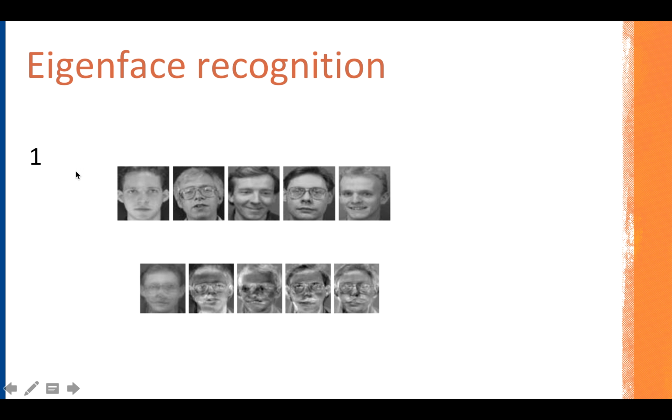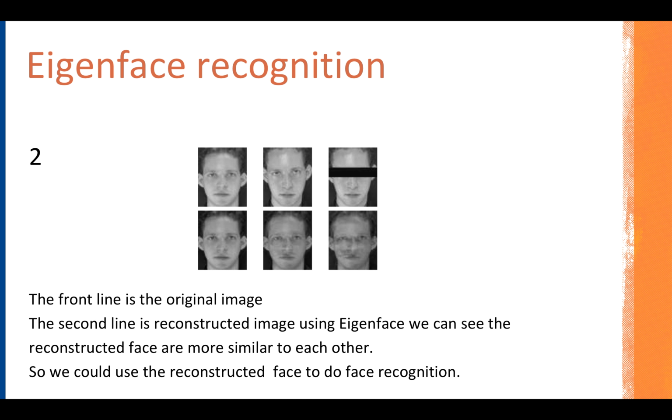From here, we can see the first line is the original faces we took from our face database. In the second line, the leftmost one is the mean face, and the rest of them are eigenfaces. In these pictures, the first line is the original face, and the second line is the face reconstructed using eigenfaces. It is clear that the reconstructed faces are much more similar to each other, so using reconstructed faces to do face recognition is good.